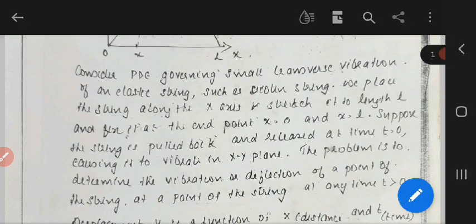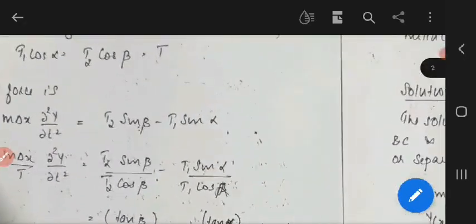Suppose you pull the string back and release it at time t equal to 0, it starts vibrating. The equation governing this vibration is known as the wave equation, and it is given by ∂²y/∂t² equal to c² into ∂²y/∂x². Here y(x,t) is the displacement of the vibration at time t and position x.